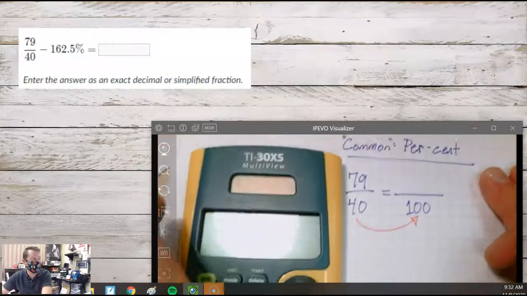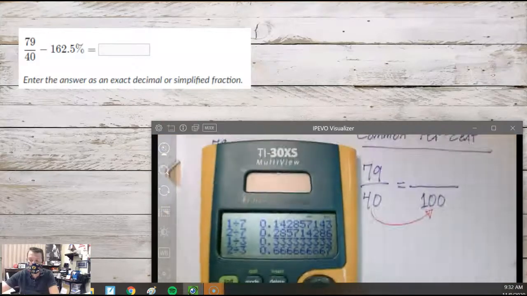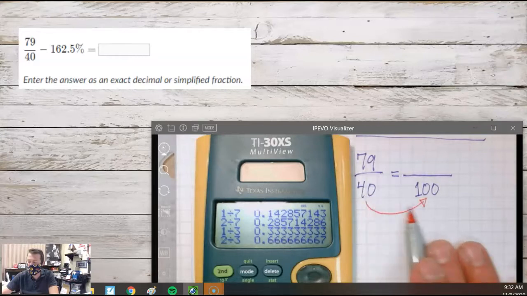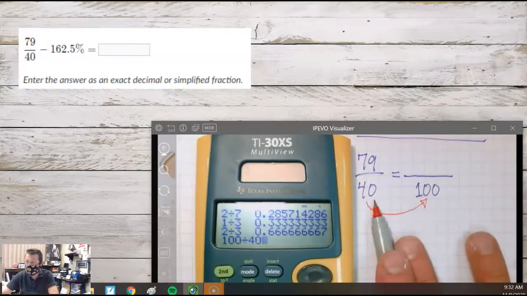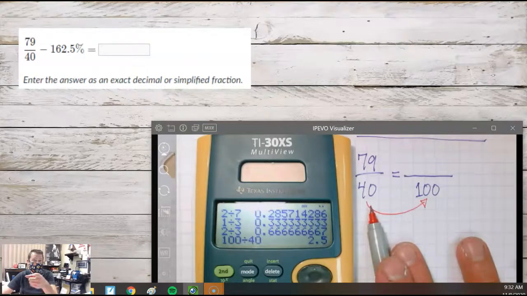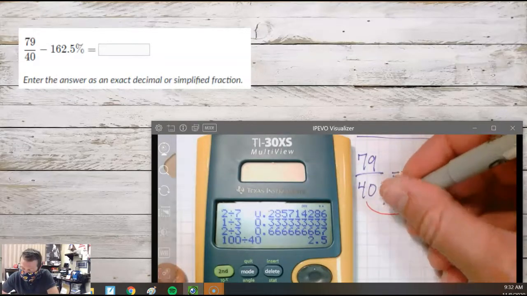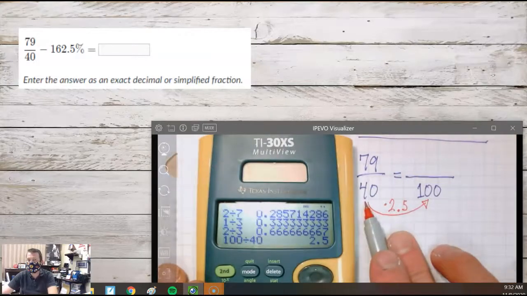If I don't know how to go forwards, just figure out how to go backwards. So if I don't know how to go from 40 into 100, do 100 divided by 40 to go backwards, because the backwards of multiplication is division. So if I go backwards, I get 2.5. Yeah, 2 and a half times. Thank you very much. So we get 2.5, because think about it: if I double 40, I would get 80.